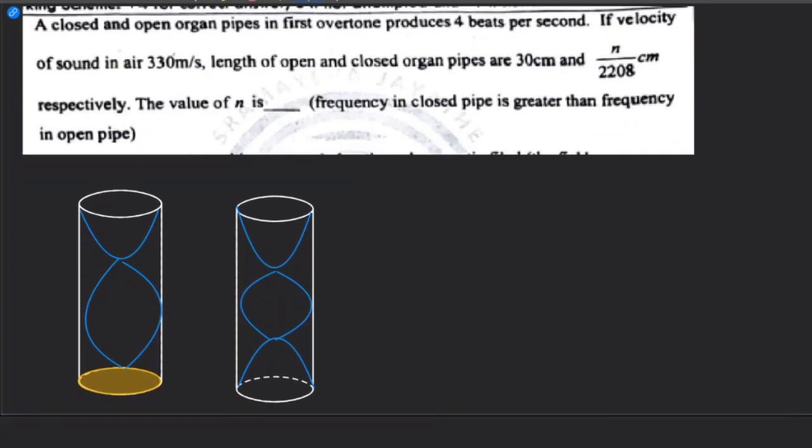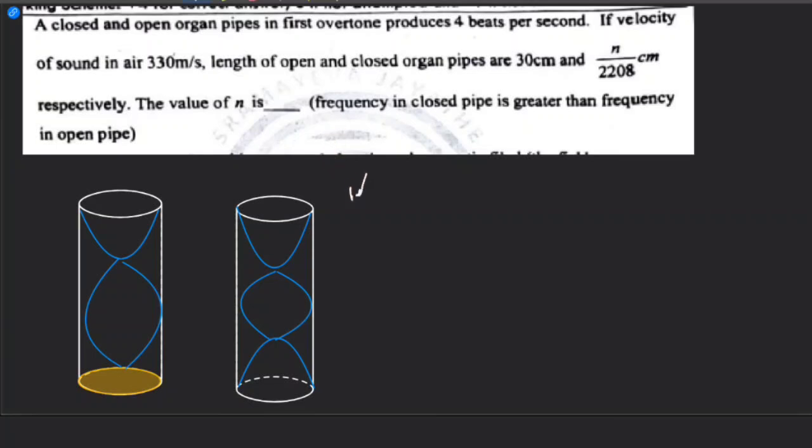So next one is this one. It is from the sound waves concept. A closed and open organ pipe in first overtone produce 4 beats per second. If the velocity of sound in air is 330 meter per second, the lengths of open and closed organ pipes are 30 centimeter and n by 22.08 centimeter respectively. The value of n is? So first overtone in a closed organ pipe and first overtone in an open organ pipe. First overtone is nothing but third harmonic.